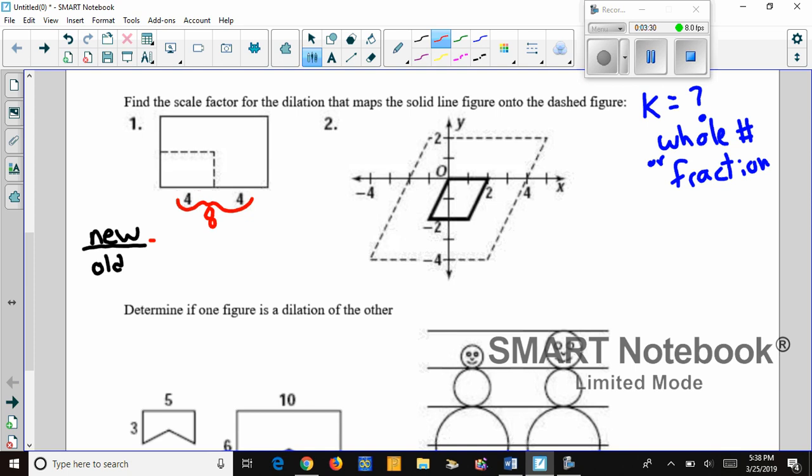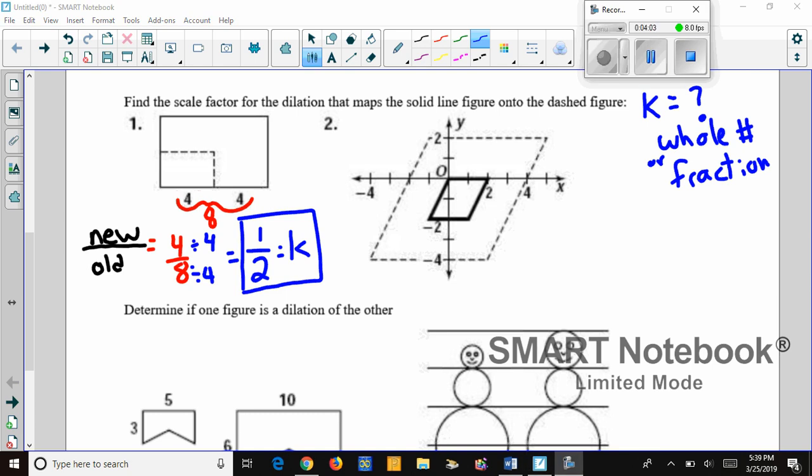So in this example, the new one is 4, the old one is 8, and we know to always reduce our fractions. I almost went and did the wrong division. I know it can't be bigger than 2. We're going to use 4 to give us a fraction of 1/2. So K is 1/2. That is my scale factor.